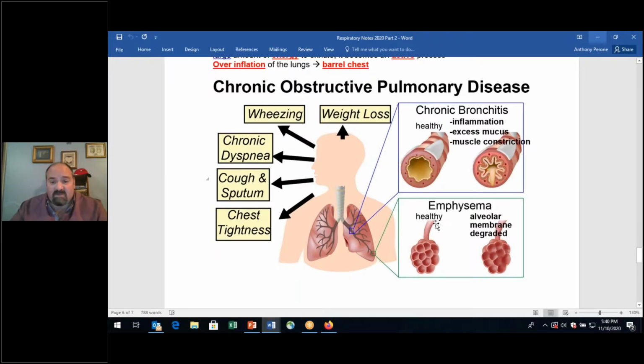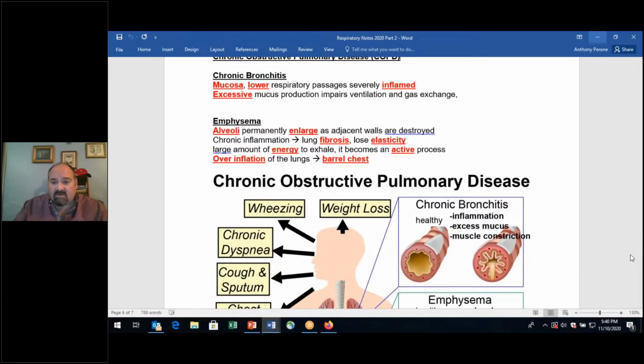Here we have, as far as emphysema, a healthy lung. See all those nice little alveolar sacs. The alveolar membrane is degraded, worn away, so there are actually larger spaces and less gas exchange, a problem. You'll have weight loss, wheezing, chronic dyspnea, difficulty breathing, cough and sputum, this excess mucus production, and chest tightness. With emphysema, I also mentioned the ability to exhale and get the air out of the lungs. So there's an overinflation of the lungs leading to a barrel chest in patients with emphysema.